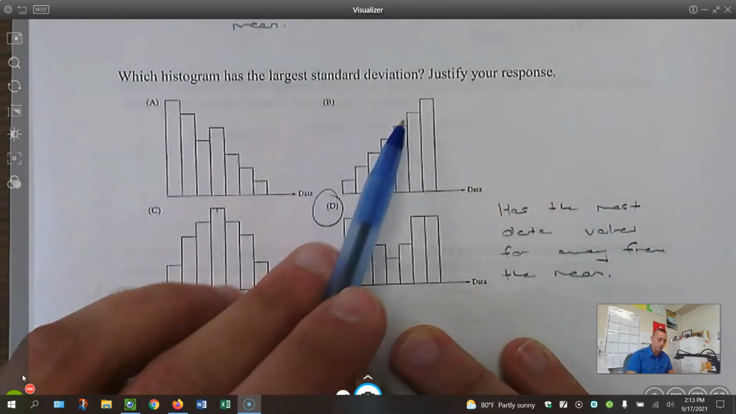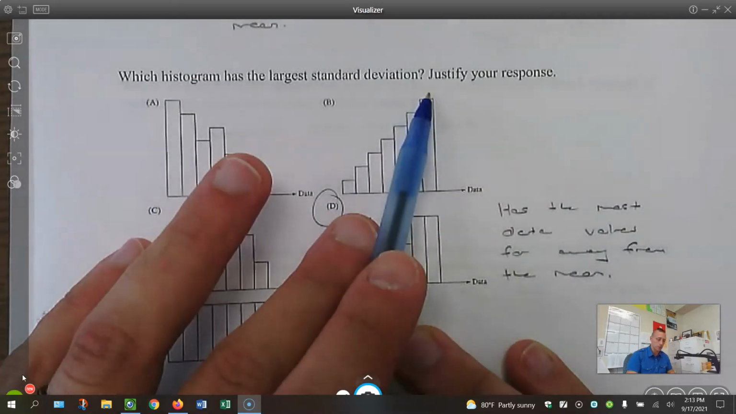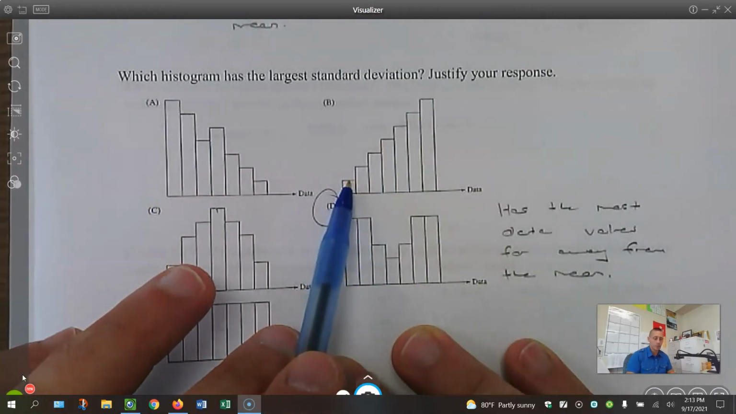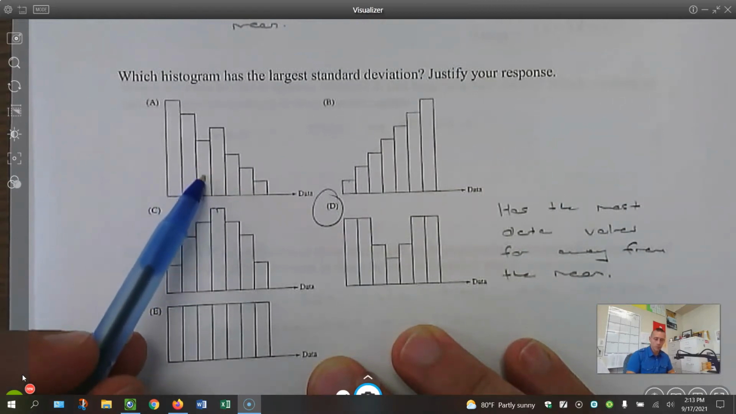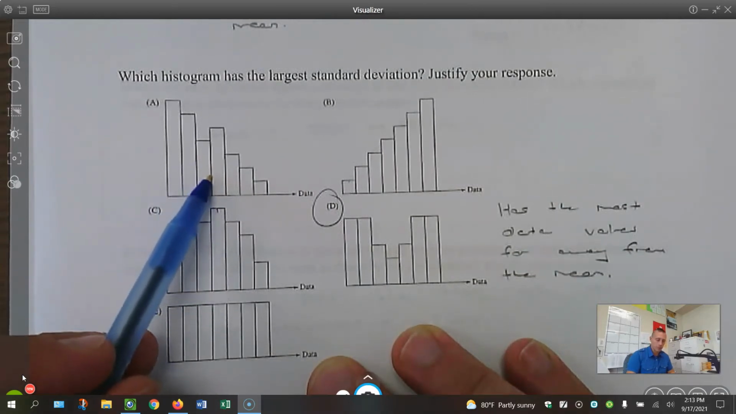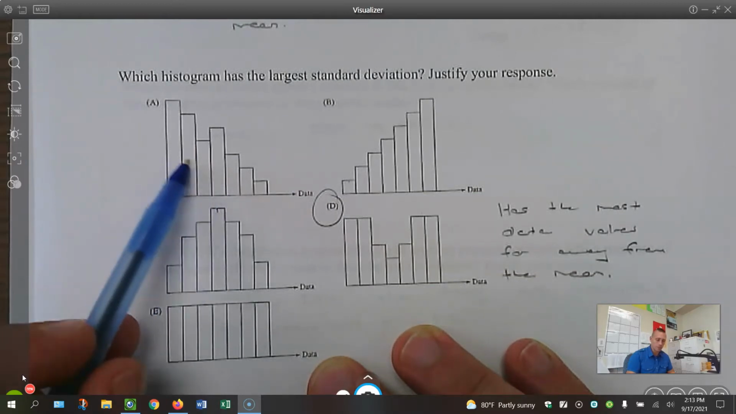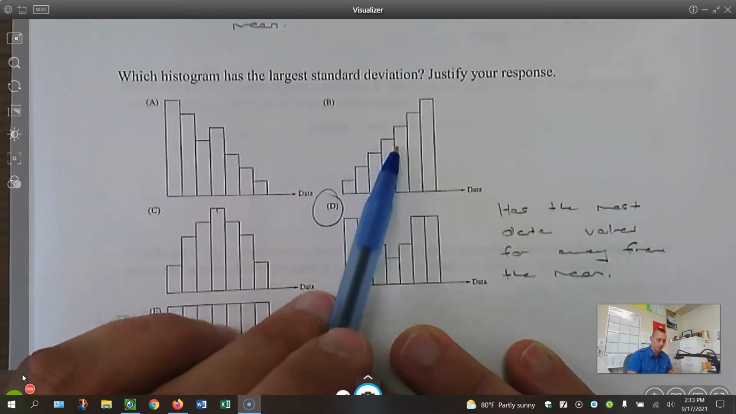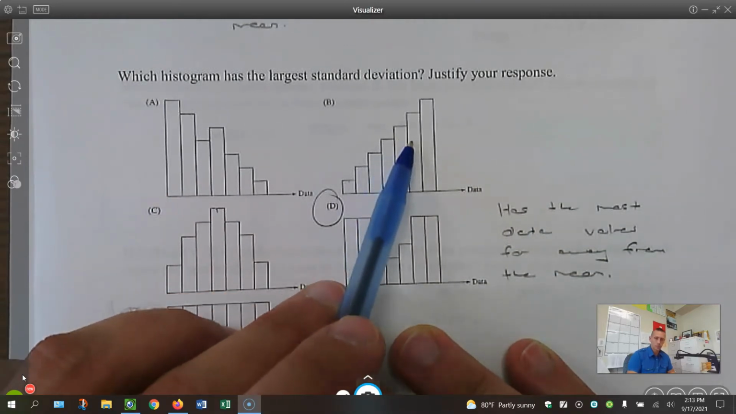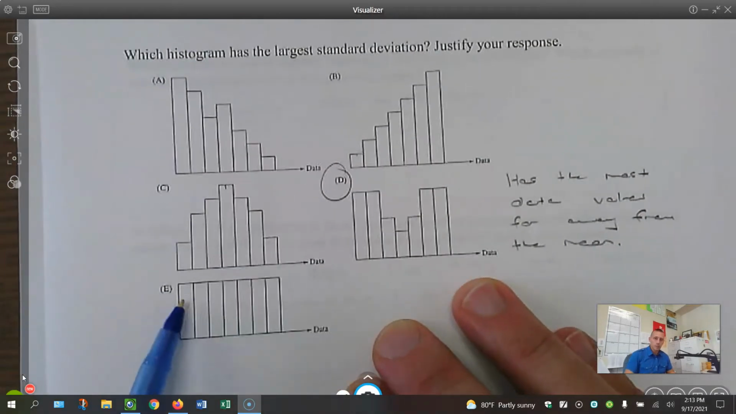In parts A and B, these distributions are skewed. In A, the distribution is skewed right. In B, it's skewed to the left. So the mean is probably going to be somewhere towards the middle, maybe here. But most of the data is going to be relatively somewhat close. Same thing on B. The mean might be in this interval, but you have a lot of the data around the mean. E is definitely spread out.